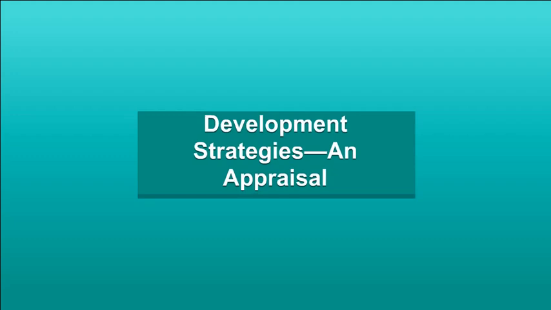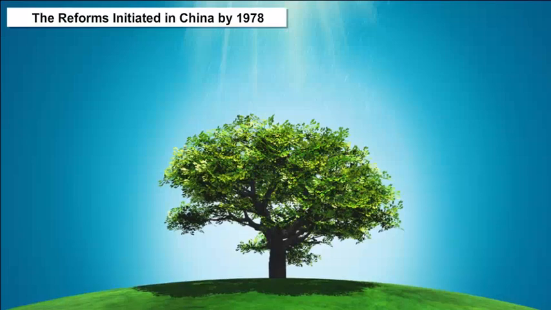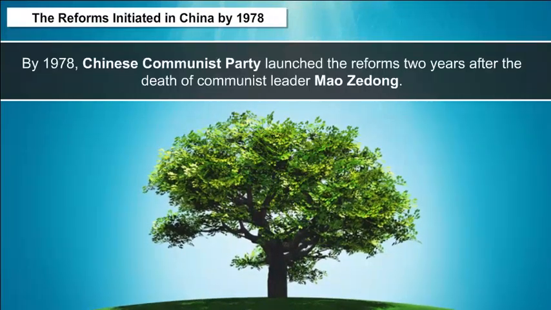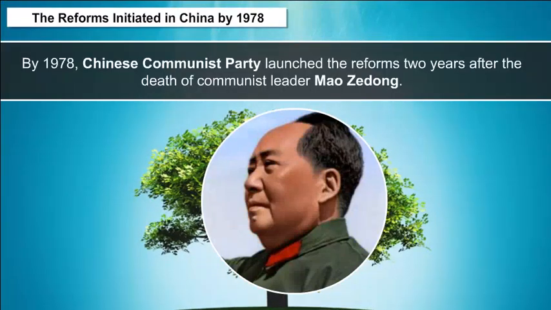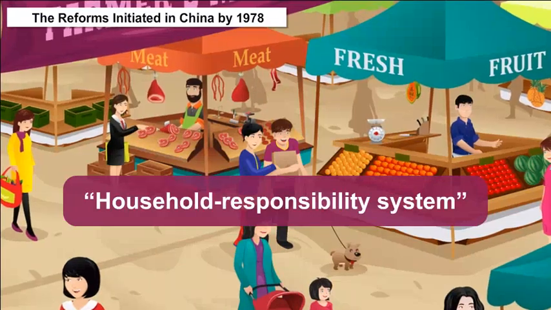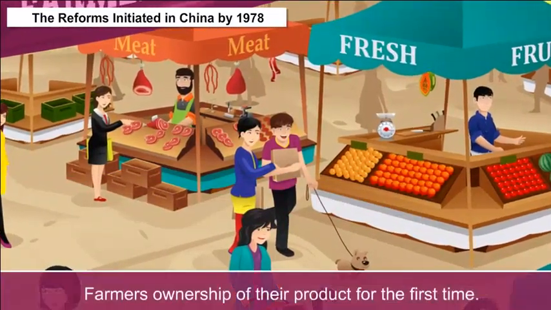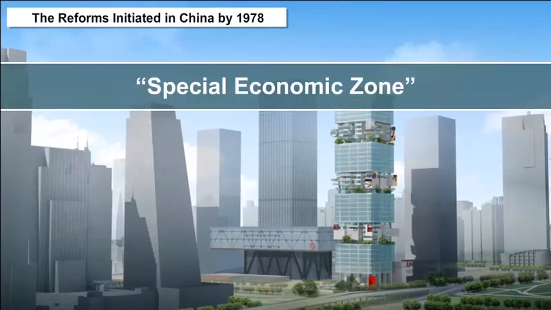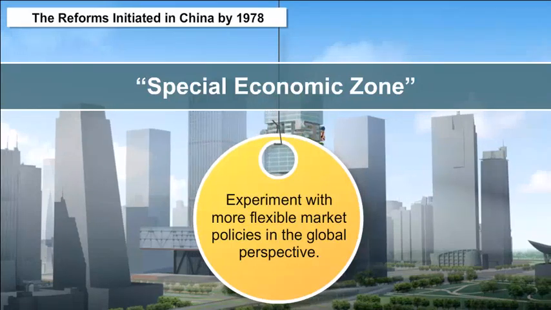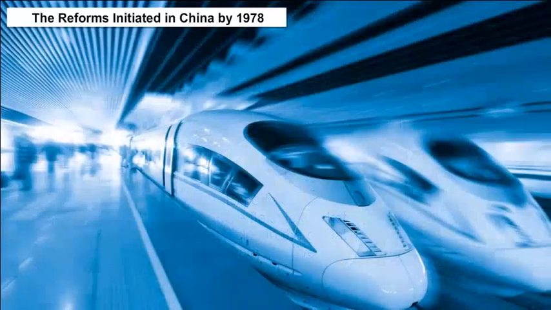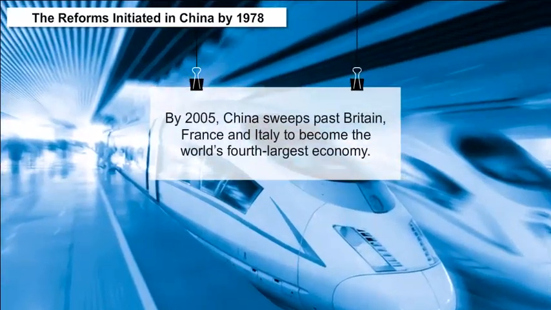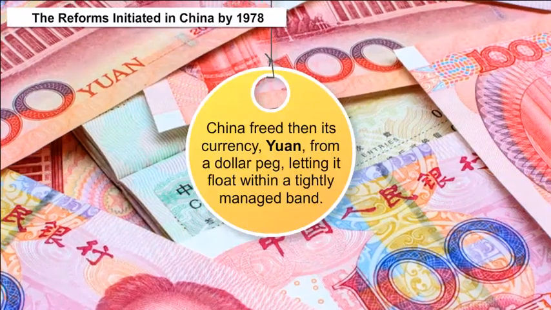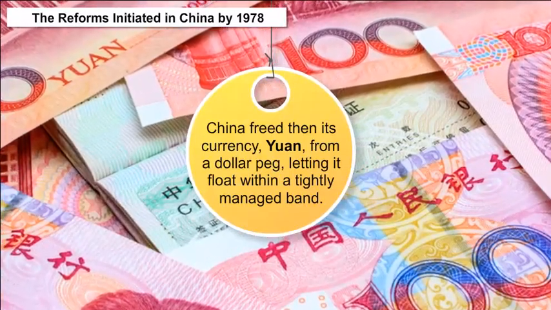Development strategies and appraisal. The reforms initiated in China by 1978. The Chinese Communist Party launched the reforms 2 years after the death of communist leader Mao Zedong. China started the household responsibility system in the countryside, giving some farmers ownership of their product for the first time. The southern city Shenzhen was made the first special economic zone to experiment with more flexible market policies. In a global perspective, by 2005, China sweeps past Britain, France and Italy to become the world's fourth largest economy. China then freed its currency, the yuan, from a dollar peg, letting it float within a tightly managed band.